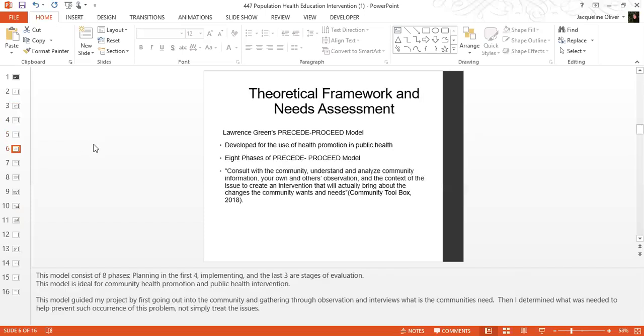The theoretical framework I used was Lawrence Green's PRECEDE-PROCEED model. This model consists of 8 phases. The first 4 are planning, then implementing, and the 3 stages of evaluation. This model is ideal for community health promotion and public health intervention because it is guided by first going out into the community, observing what the community needs, and then determining how to prevent that problem from occurring, not simply just treating the issues.